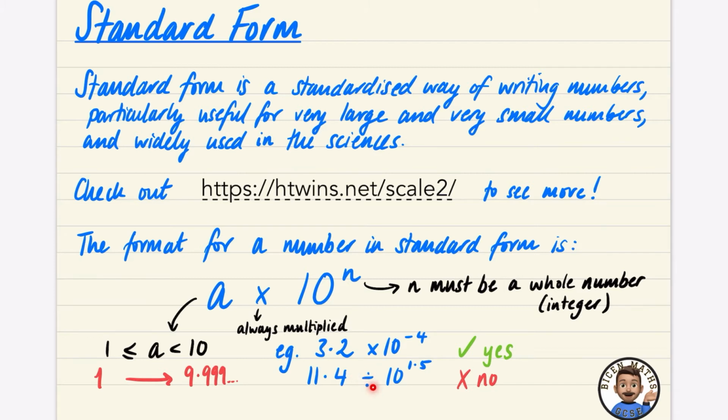So there should have been a multiply symbol if it wanted to be in standard form. The second reason is 11.4 is bigger than 10. It's not inside this red range that I've got here. And the power was meant to be an integer. It was meant to be a whole number, and we've got a decimal. So that one is an example for 3 different reasons why it is not in standard form.